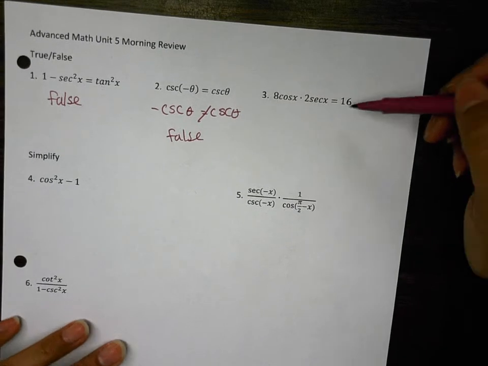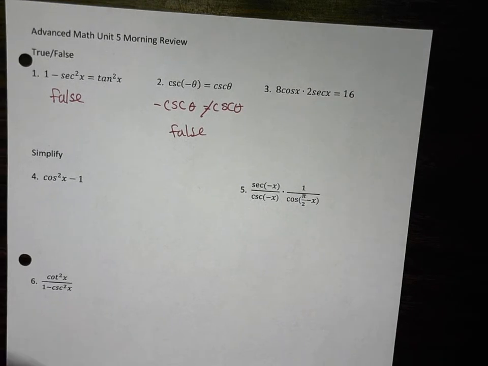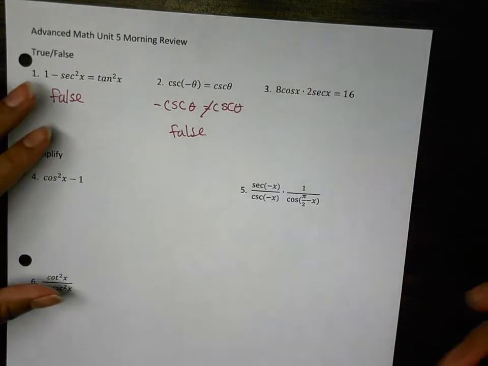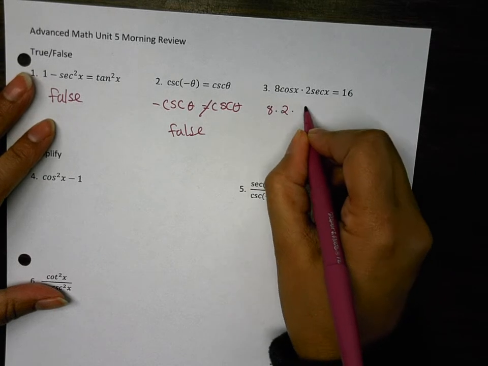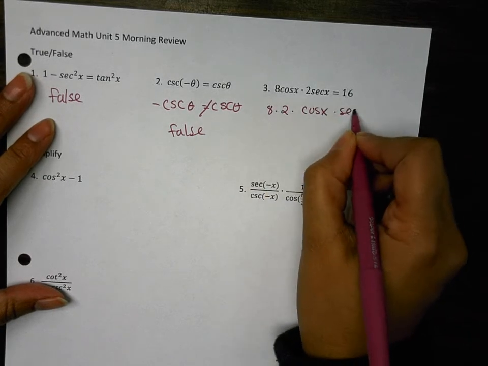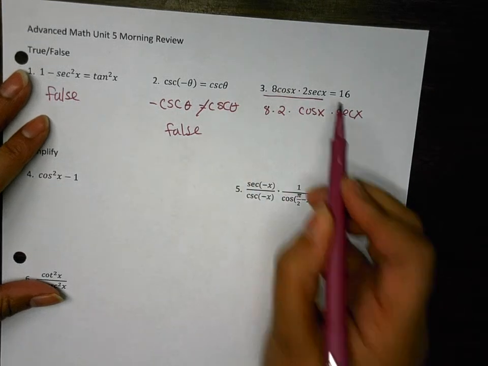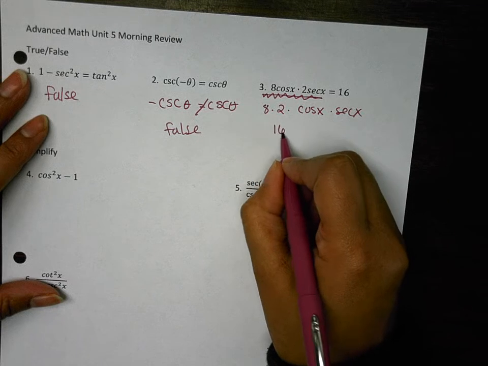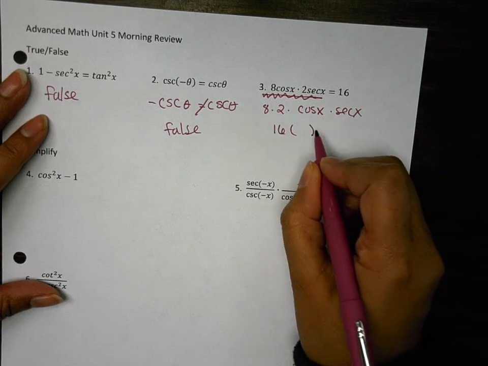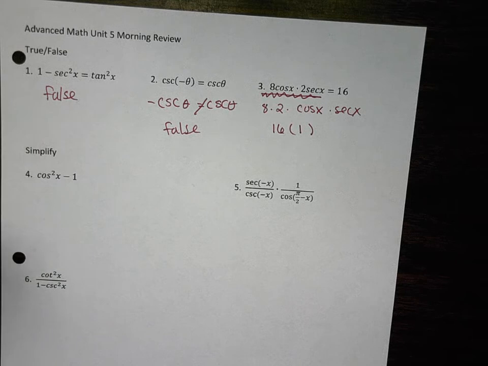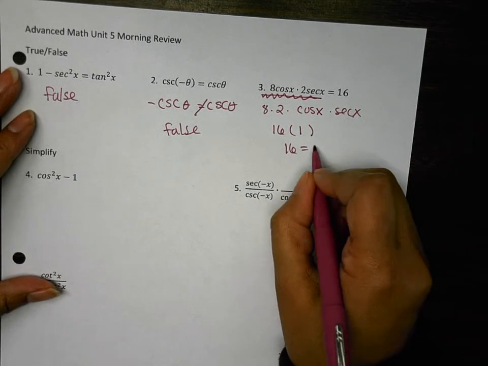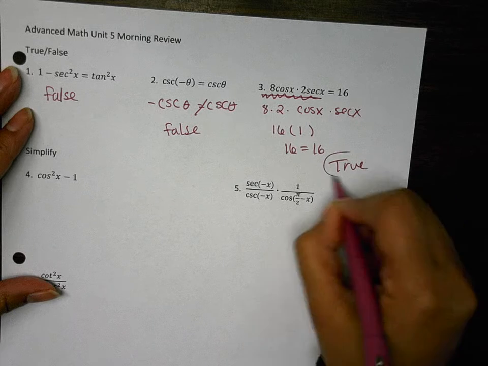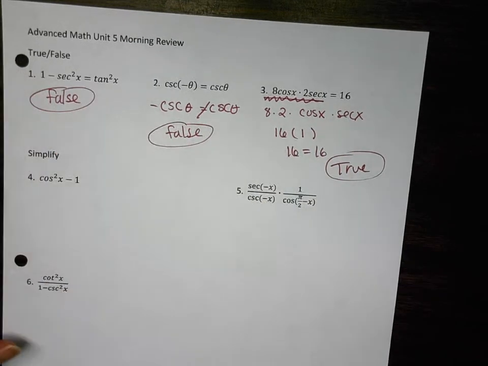Okay. This next one, 3, true or false? True. Why? Is multiplication commutative, meaning A times B is B times A? Can I move things around? So could I write this as 8 times 2 times cosine x times secant x? Is that exactly the same thing as that there? Yes. 8 times 2 is what? 16. And what's cosine times secant? 1, because they are reciprocals of each other. And so 16 equals 16. True or false? That is true. Questions on 1, 2, or 3?